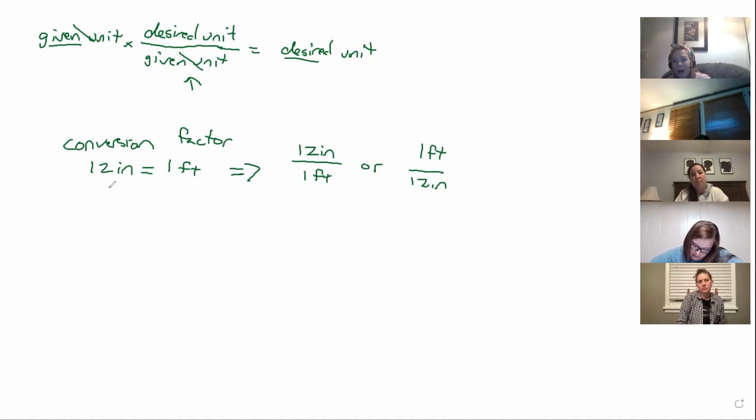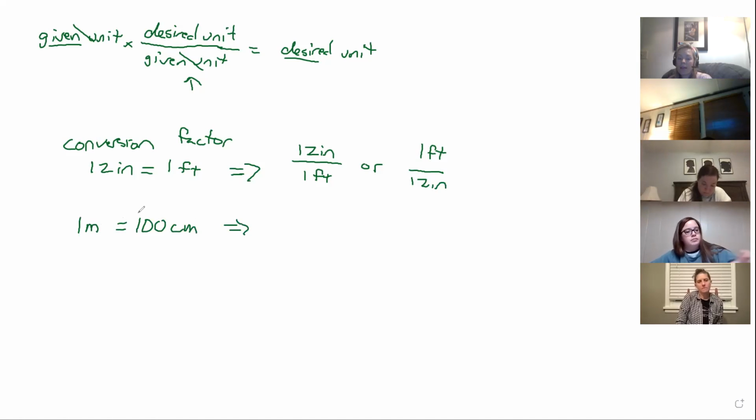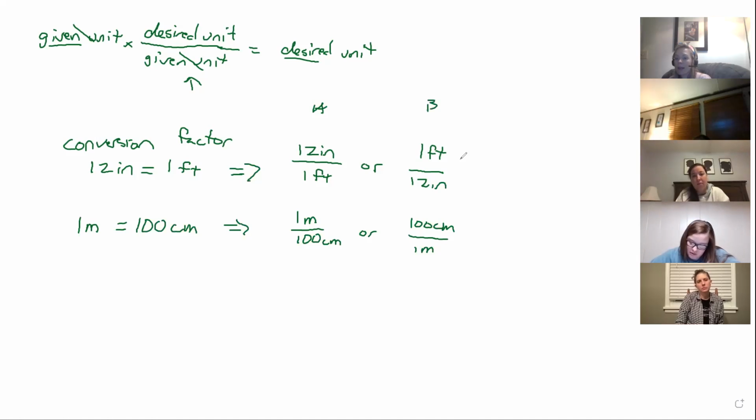Another conversion factor, 1 meter is equivalent to 100 centimeters. So I can write that like this as an equality, or which tends to be more useful for our dimensional analysis, is to say, hey, 1 meter over 100 centimeters, or we could put 100 centimeters on top and 1 meter on the bottom. Now, which one we use is dependent on which unit we want to get rid of, right? And I'll show you guys that later. So we can use either, A or B, depending on which direction. Are we going from inches to feet, or are we going from feet to inches?